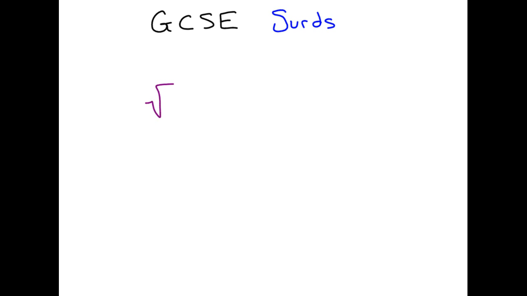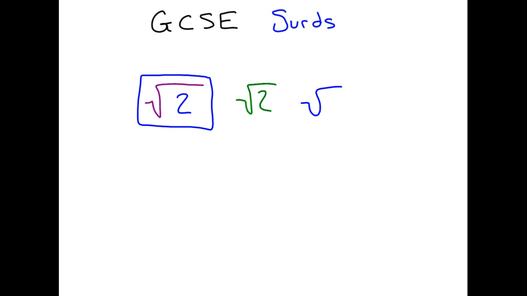A surd is a number, usually, and it's written with a square root. So if you've got something like square root of 2, if you put that into your calculator, you'll get an answer of 1 point something. But in maths, if we want to keep exact, we can leave it and write just square root 2, or for short, root 2. Another example of a surd would be root 3.